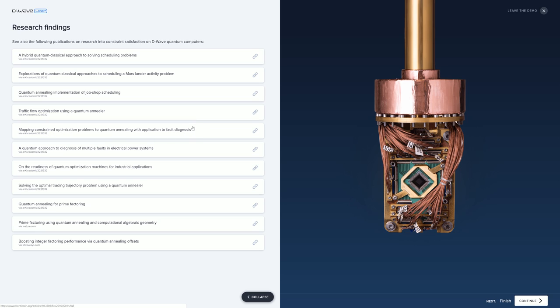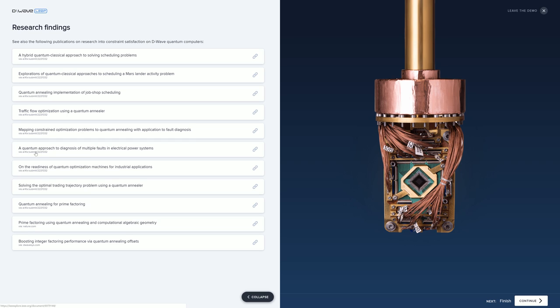Oh, that's also very needed here. Mapping optimization problems to quantum annealing with application to fault diagnostics. We need that. Absolutely necessary. But before, we need to test it with this one to find the faults and then correct them, so that it will never happen again.